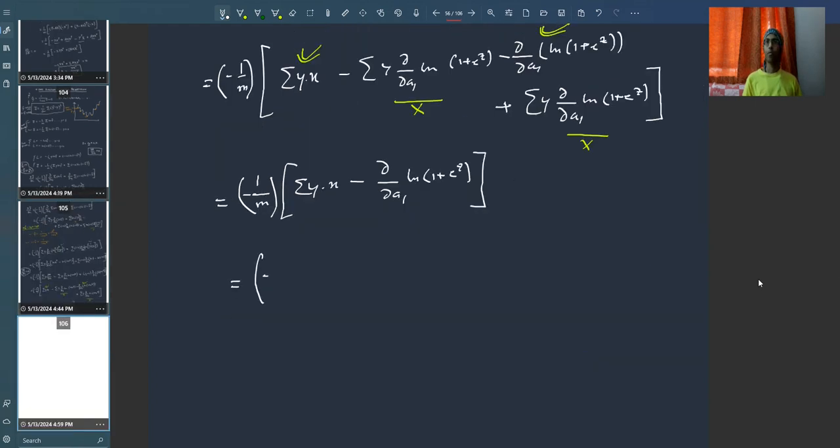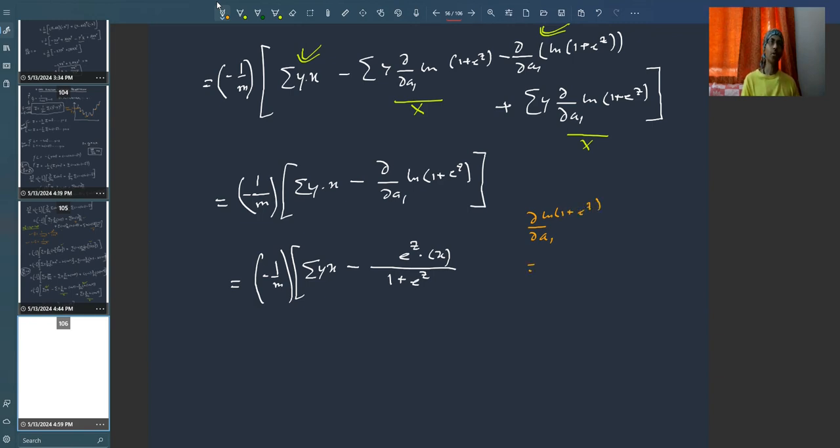This becomes minus 1 by m sum of yx minus, first we differentiate 1 plus e to the power z, then we differentiate e to the power z, then z. So this becomes 1 by 1 plus e to the power z into e to the power z multiplied by x. How, friends? Let's see. Del a1 of ln 1 plus e to the power z.